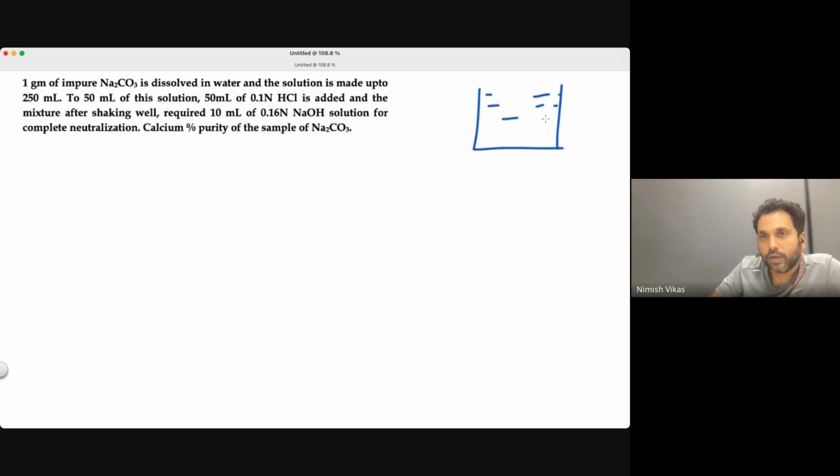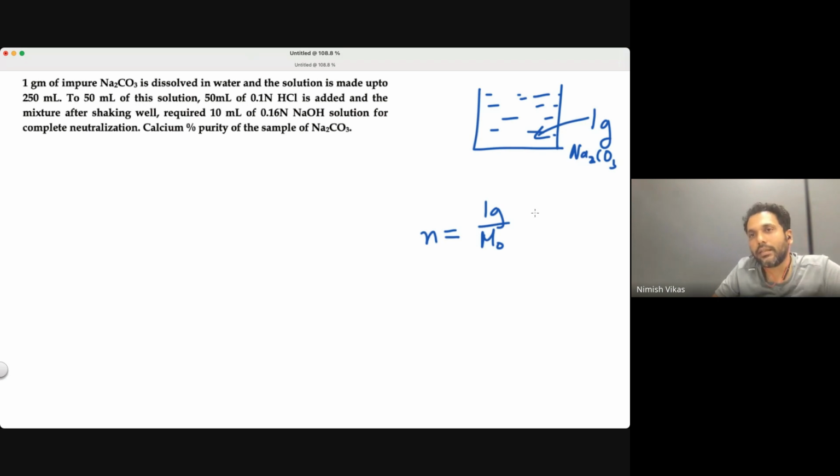You could have made it into 500 ml. Who cares how much of it is there in it? 1 gram of Na2CO3. I almost know the number of moles, but then I don't. Why? Because it is impure. If it was pure, then the number of moles would have been, anybody? The number of moles would have been 1 gram by the molar weight of Na2CO3, right? Na2CO3 would be, I think, 106, right?